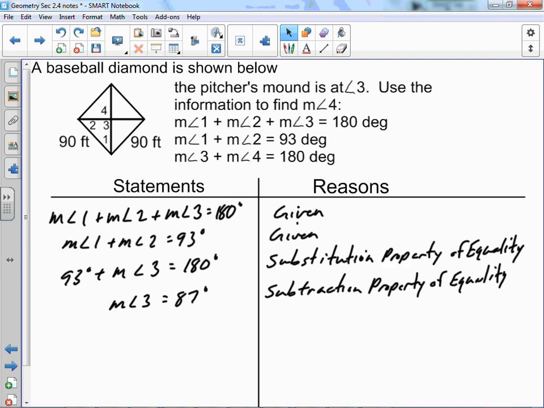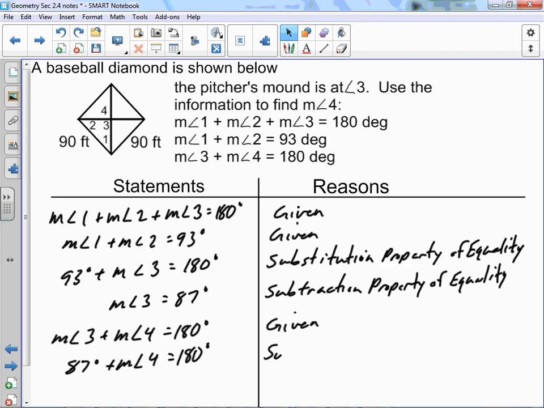And then we've kind of worked through everything we could do with that bit of information, but they did give us another piece of information, so we're going to bring that in at this point. So the measure of angle 3 plus the measure of angle 4 equals 180 degrees, which was also given to us, so that's given. Now, since we know what the measure of angle 3 is equal to from here, we can replace this measure of angle 3 with 87 degrees plus the measure of angle 4 equals 180 degrees, which was substitution again.